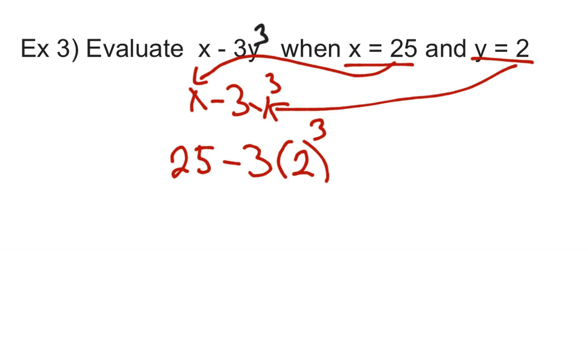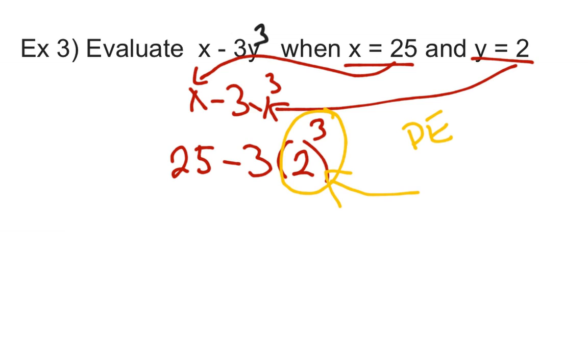And don't forget that exponent was on the y. It was a y to the third power. And since y is 2, it becomes 2 to the third power. Using order of operations, now I do see that there's a parentheses. However, there isn't anything in the parentheses to do, so I can move past the parentheses. Okay, so we're done with the P. Now we move on to the E, which stands for exponent. Well, I have an exponent here, 2 to the third power.